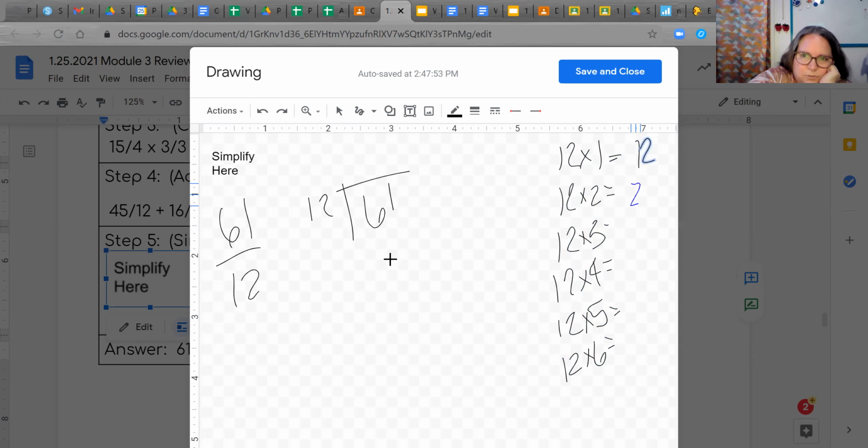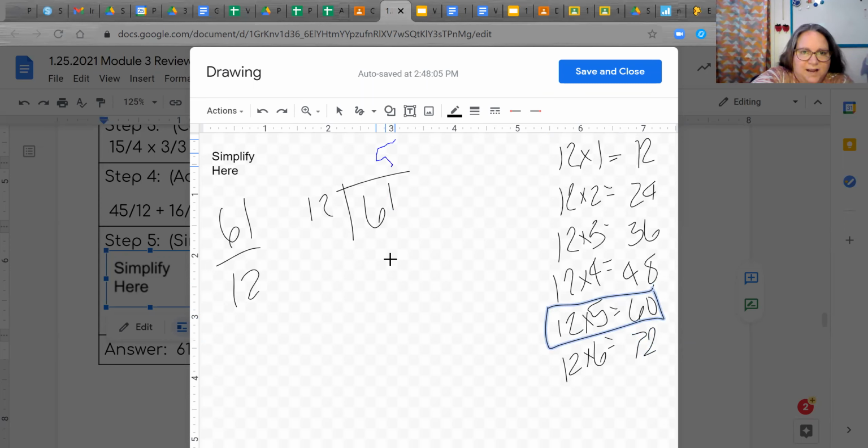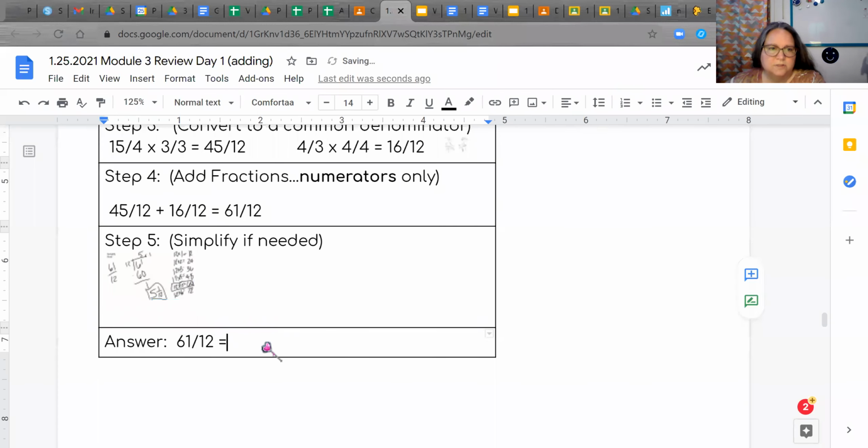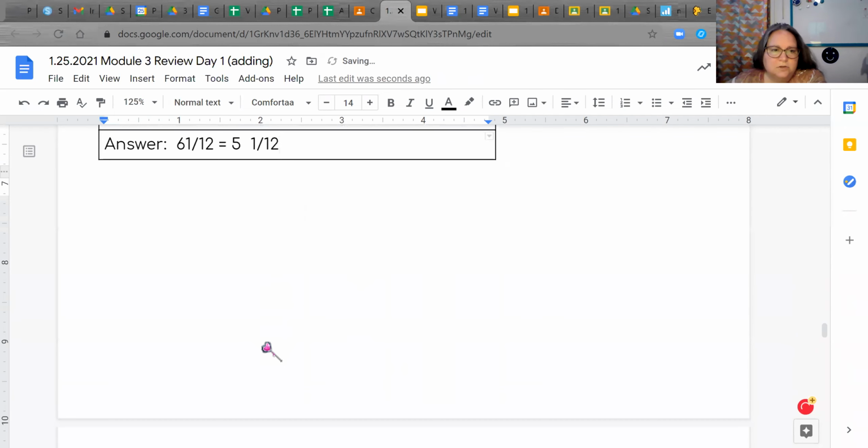We have 12, 24, 36, 48, ooh, 60, 72. So again, I always seem to go one past. It's okay. So now we have 5, and I subtract the 60. Oh, that was not good. Try that again. Subtract 60. I get 1, so I have a remainder 1. So my answer is 5 and 1/12. This is my mixed number for my improper fraction. I hit save and close. And then right here, I go 5 and 1/12. Let's go to the next problem.